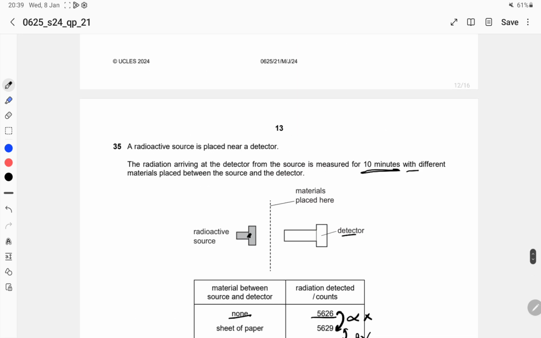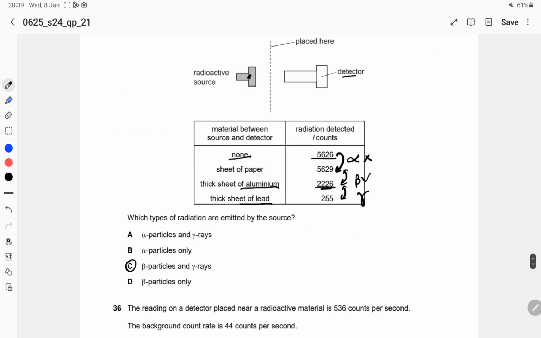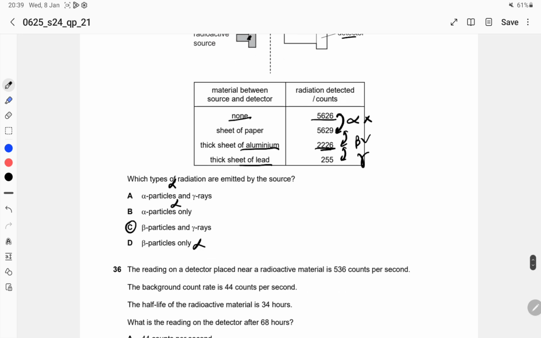So your answer has to be C. Beta and gamma. Anything with alpha is out. Beta alone is also out, because if it was only beta, your radiation would have stopped here. Nothing should be detected on the other side.